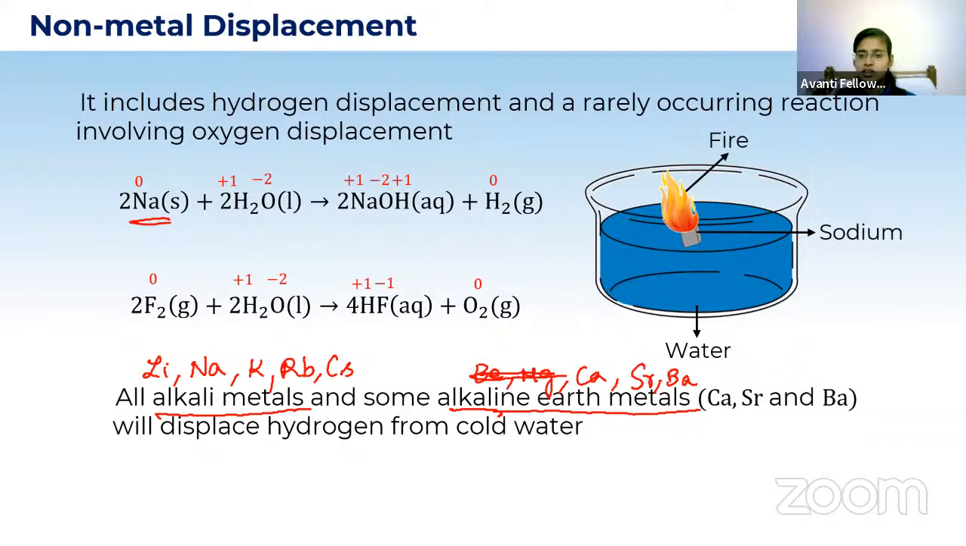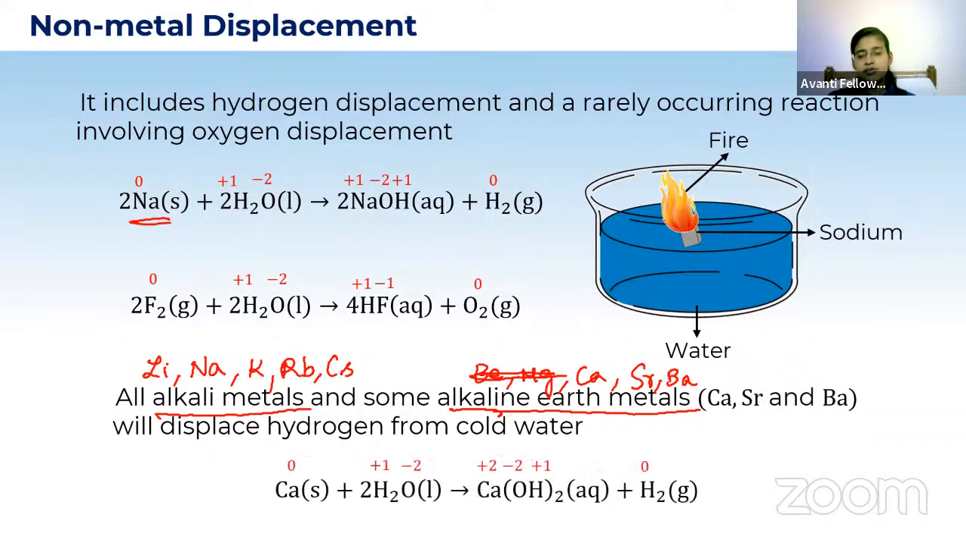Okay. So out of these 5, you have to remove beryllium and magnesium and you have to take calcium, strontium, barium alone. So let me show you one reaction for calcium. When calcium is treated with water, it forms calcium hydroxide and hydrogen, where calcium is getting oxidized and oxygen in 2 minus form gets reduced.